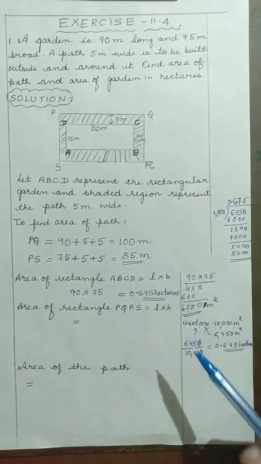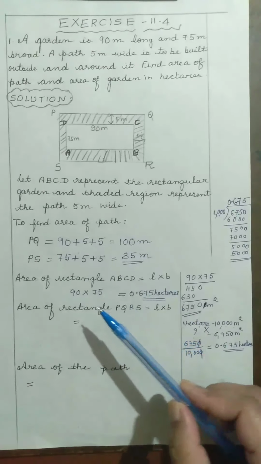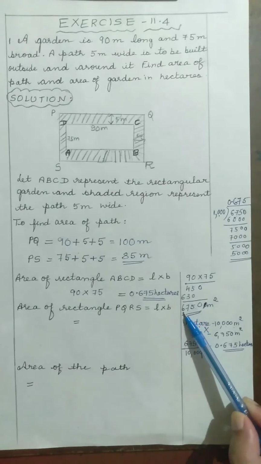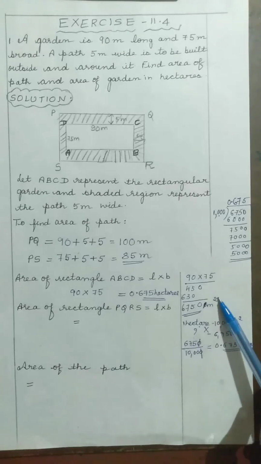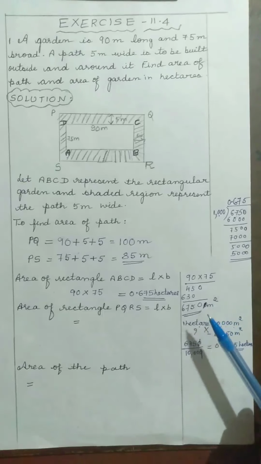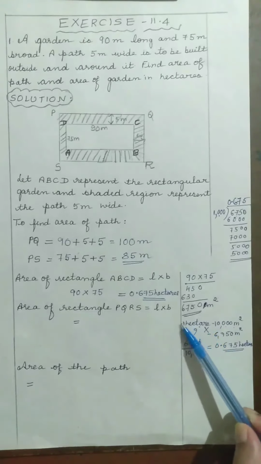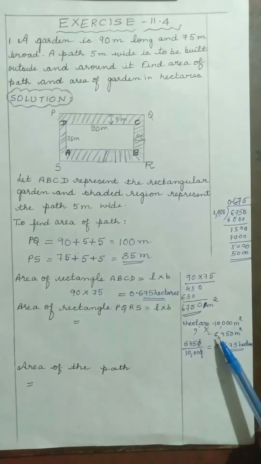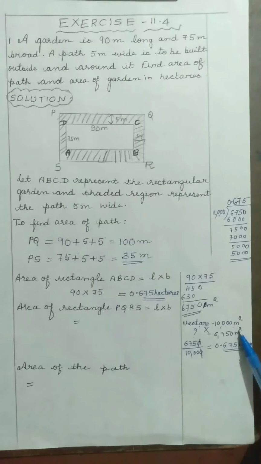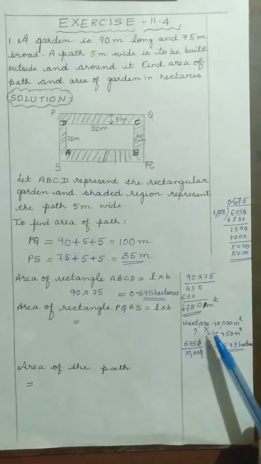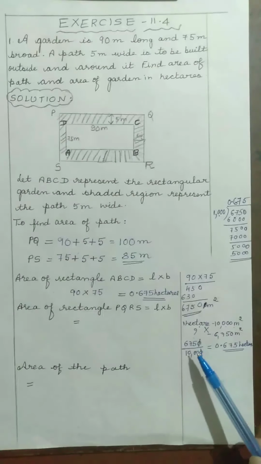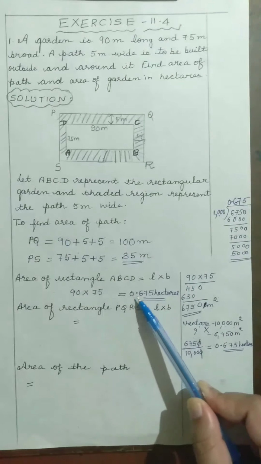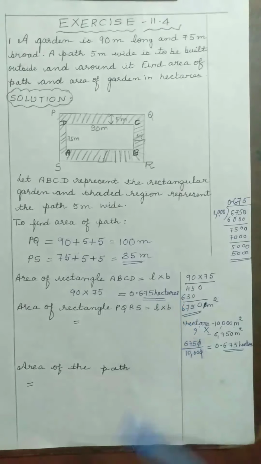Therefore, we will write it here, that is equal to 0.675 hectares. Therefore, on multiplying 90 into 75, we got the answer equal to 6,750 meters square. This has to be converted into hectares. We have used 1 hectare is equal to 10,000 meters square. Then for 6,750 meters square, how many hectares? On cross multiplying and the simplification, we got the answer equal to 0.675 hectares.